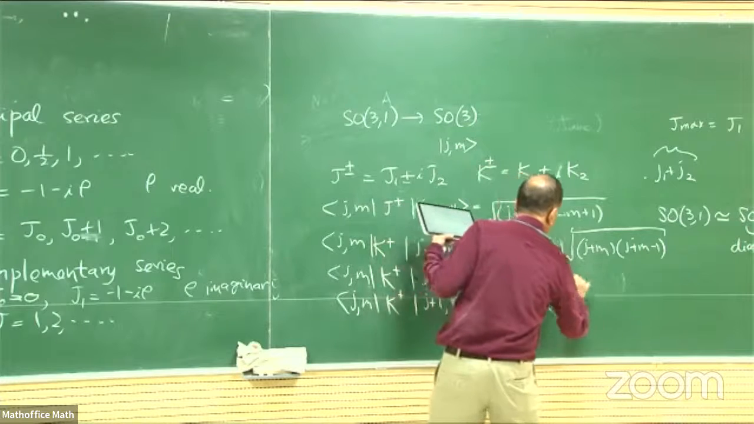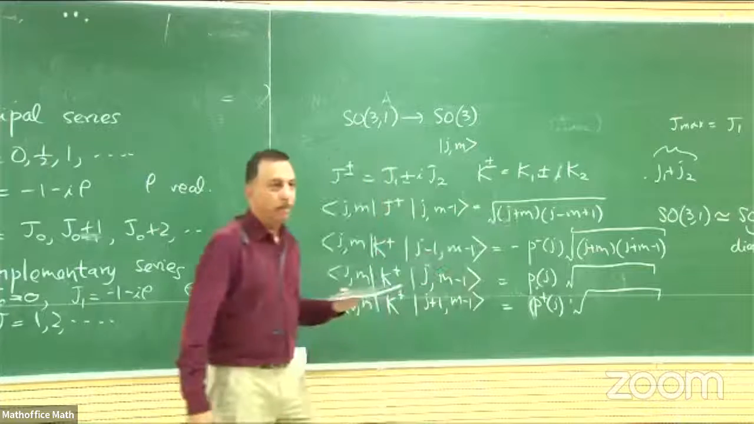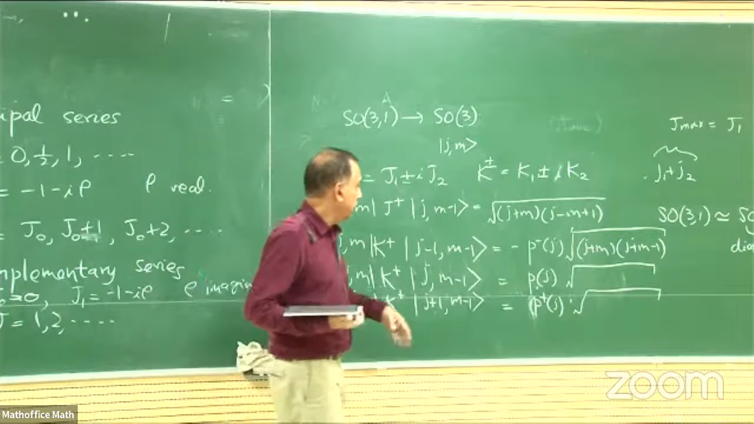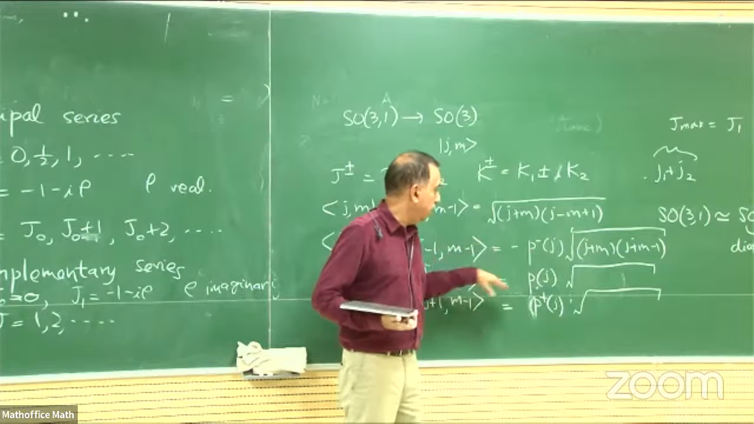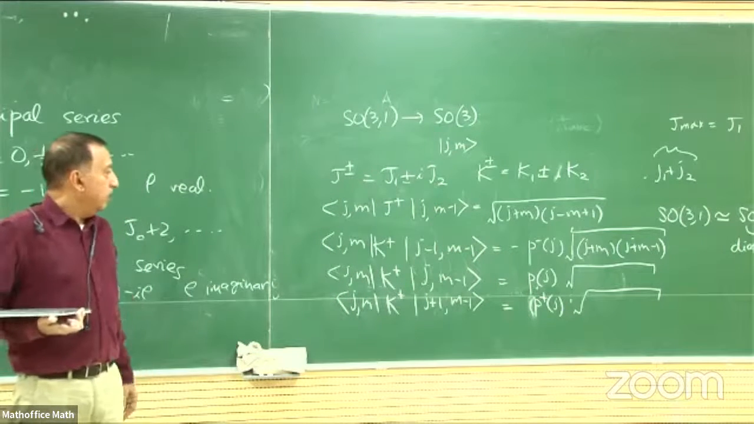But then there's a known square root similar to that with some J and M things. Okay, except the coefficient functions are P minus for this one, P for this one, and P plus for this one. Okay, so this is the first observation.